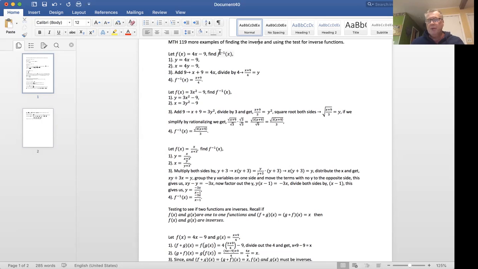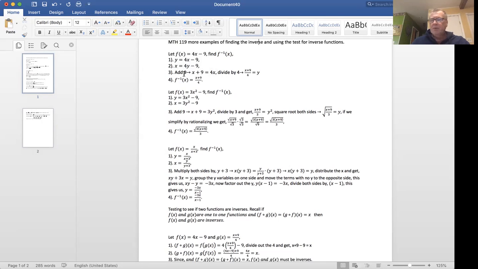So the first thing we do is we rewrite the f of x as y. And we have y equals 4x minus 9. Second thing we do is we switch out the x's and y's. Okay? So y becomes x and x becomes y. So we have x equals 4y minus 9.